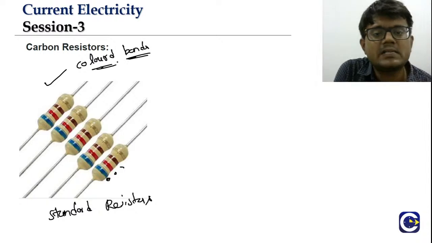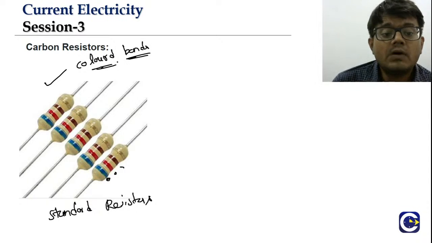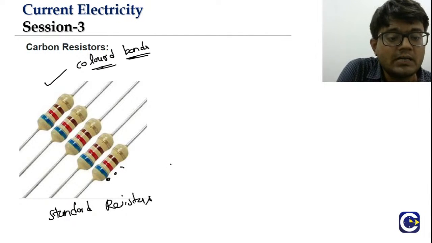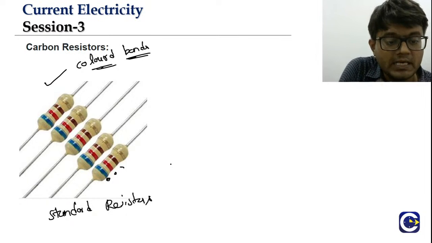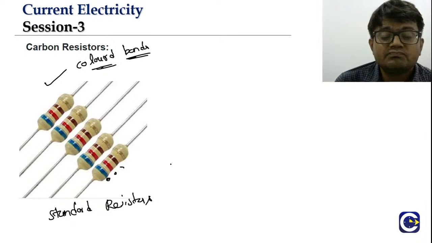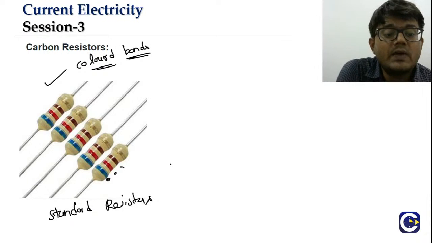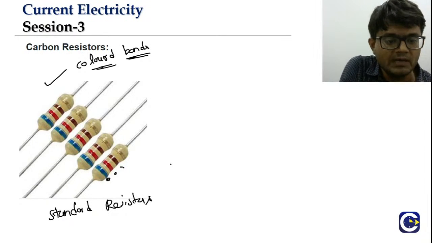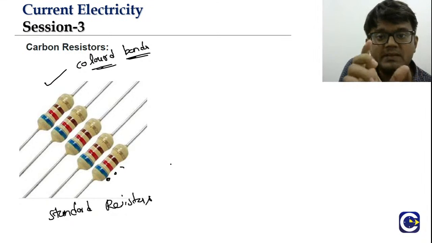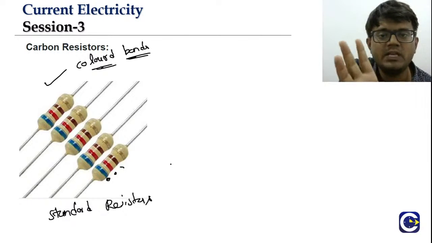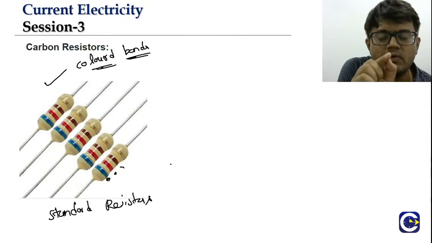Based on the colored bands, we will be able to tell the resistance value of this carbon resistor. That is the beauty of it. Based upon the color coding, we will be able to conclude the resistance value of the given carbon resistor. Here they look very big, but if you go into the lab and see, they are very small. They will not be huge or anything. The carbon resistors are very small.